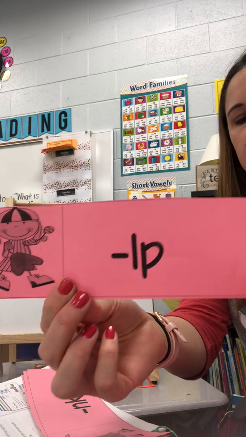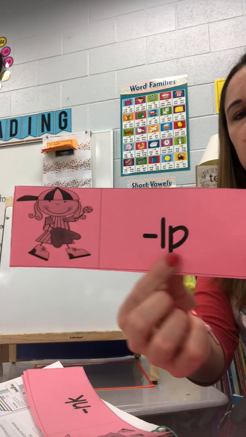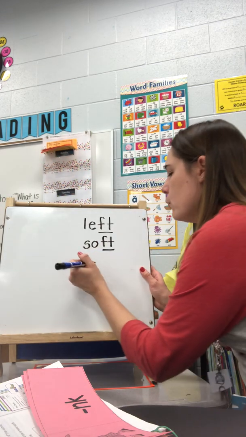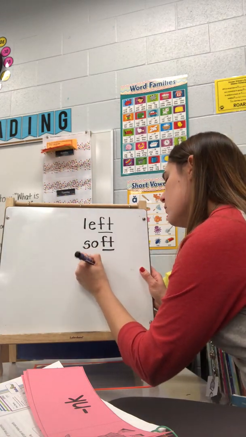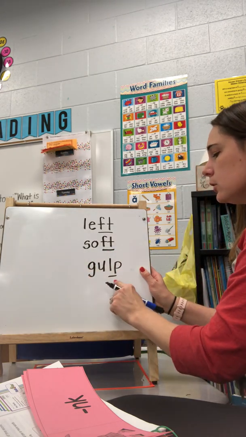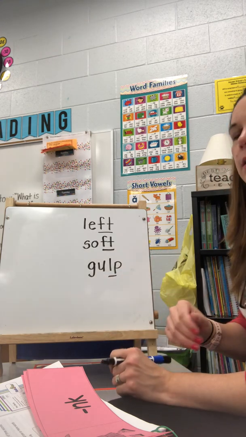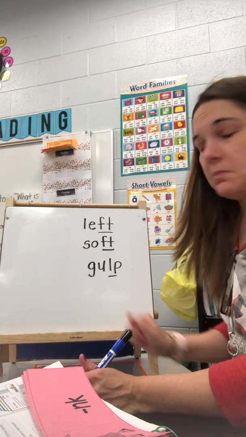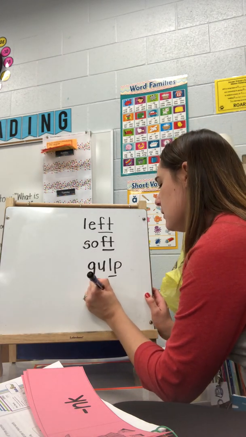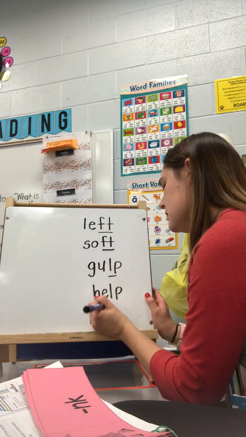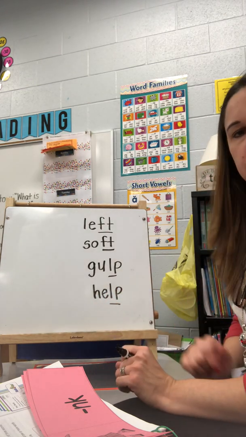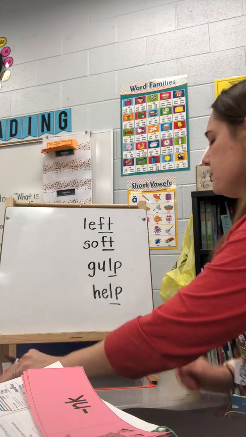Okay, our next ending blend is ulp. Ulp. A few words with that ending blend: we could say gulp. Like I'm going to gulp down my drink. Drink it really fast. Gulp. Another word with that ending blend is help. Help. Ulp. Okay, so there's two examples.